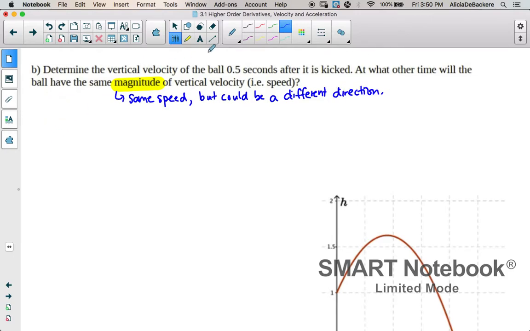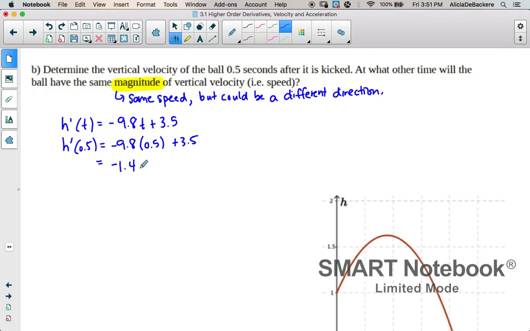Okay, so this question asked me for the vertical velocity first at half a second. Now I already know that the vertical velocity, I'm just going to copy it from the other question, is negative 9.8t plus 3.5. And so we're going to find the vertical velocity at half a second. So we'll sub in that number. I don't need to write t equals 0.5 because I've got function notation. So it's right there. And when I type that into my calculator, I get negative 1.4.